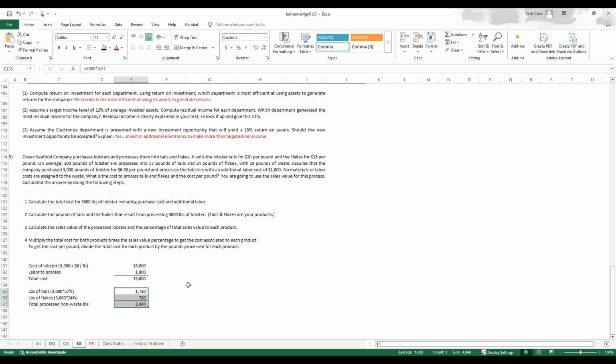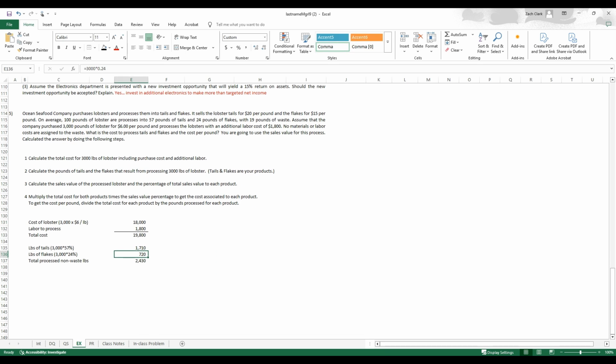Okay, and then, just out of curiosity, it doesn't ask us for this directly, but you can see 57 plus 24 is 81%. So there's 19%, 19 out of every 100 pounds is waste. Basically, we're saying shells and stuff like that.